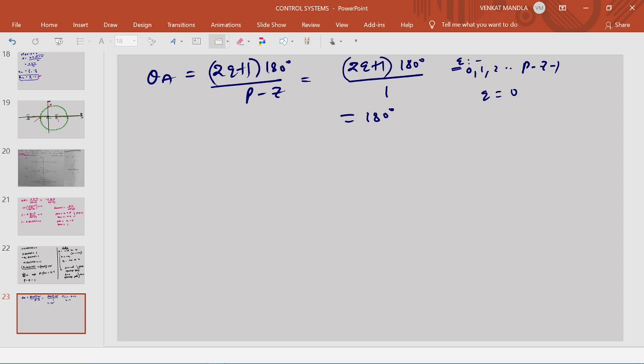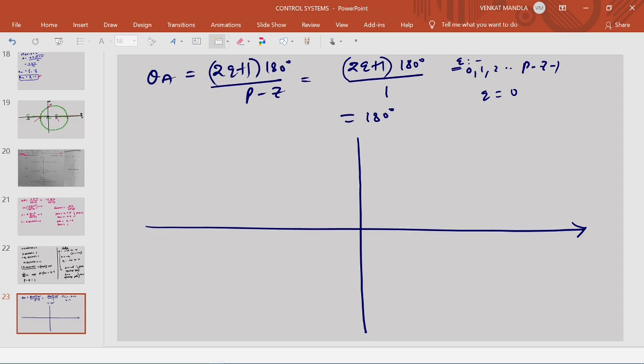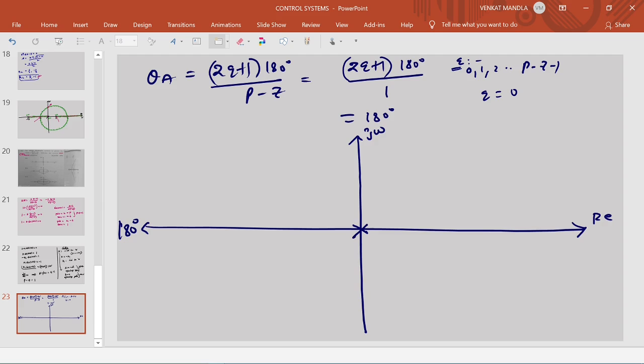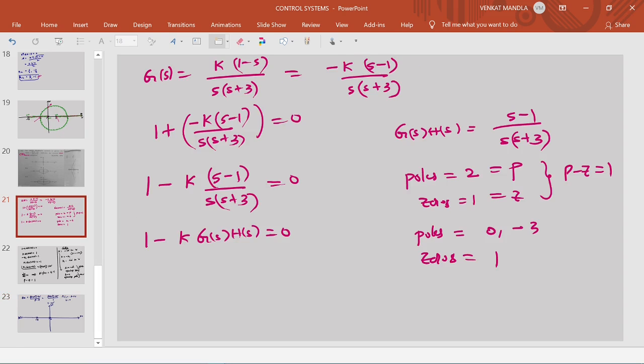Now we'll represent all these things. This is the 180 degree line, and this is the j omega axis and real axis. So what are the poles? Poles are 0 and -3. Here at 0 one pole exists, and at -3 one pole exists, and a 0 exists at s equal to 1.